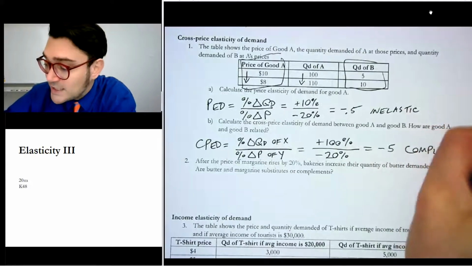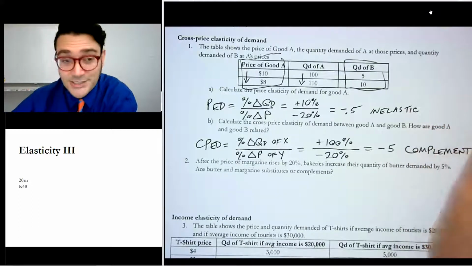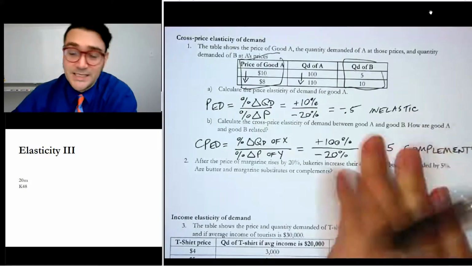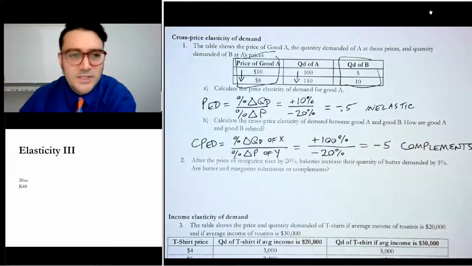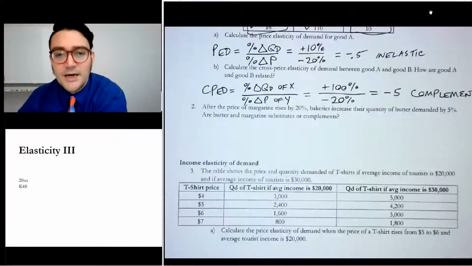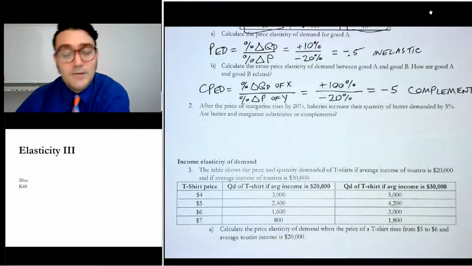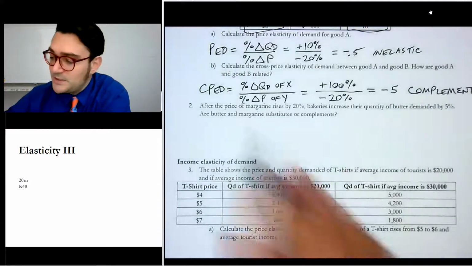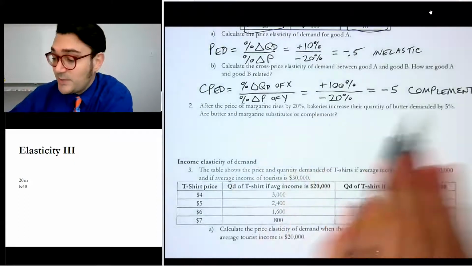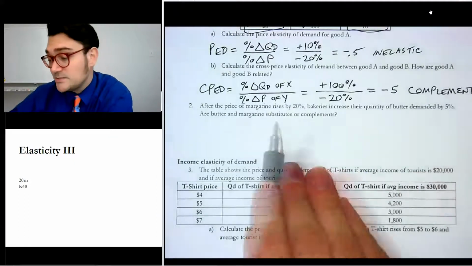Now, we could reason it out by thinking about that relationship like I just did, or you can just look at the negative sign and say negatives are complements, right? Positives are substitutes, negatives are complements. All right, now, the price of margarine goes up by 20%. Margarine is a butter substitute, by the way. Bakeries increase their quantity of butter demanded by 5%. Are butter and margarine substitutes or complements?